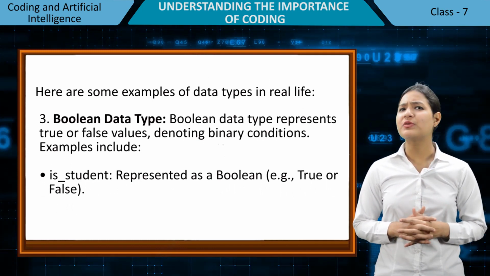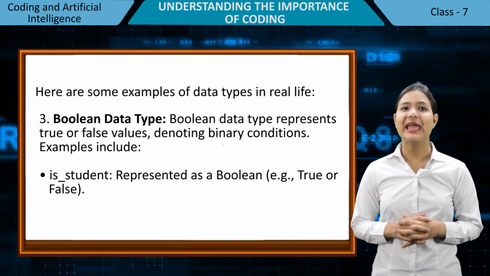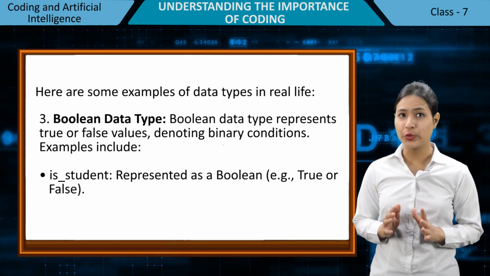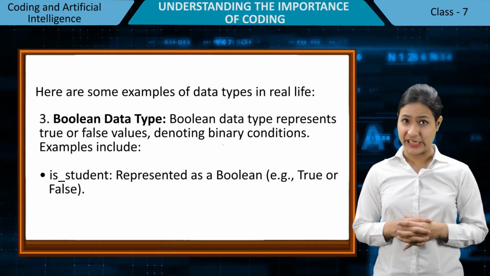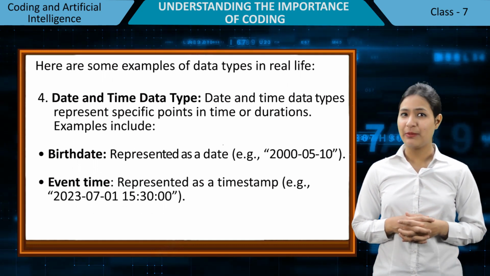Third, Boolean data type. Boolean data type represents true or false values denoting binary conditions. Examples include is student, represented as a Boolean, example true or false.